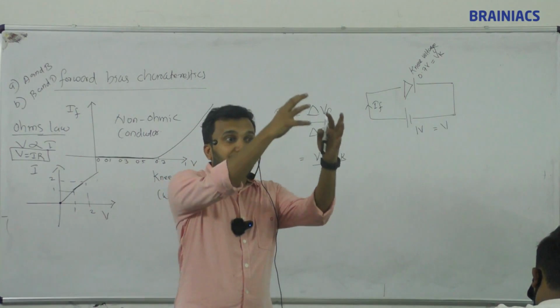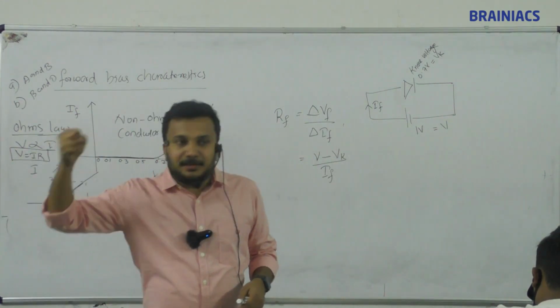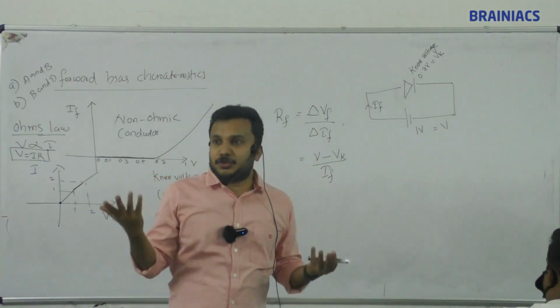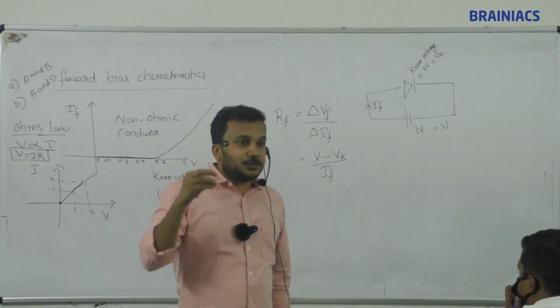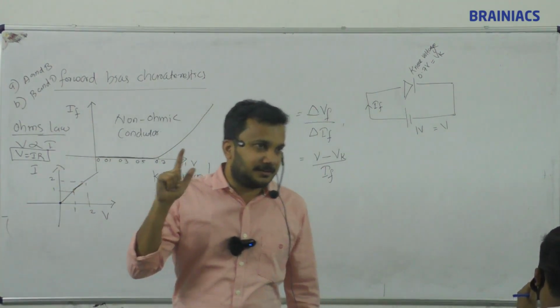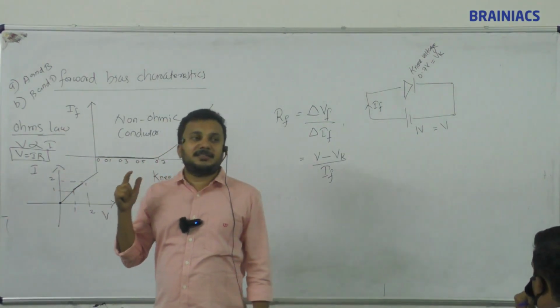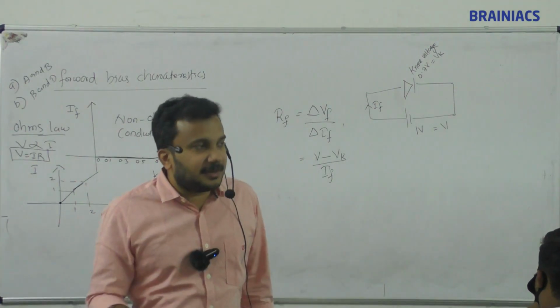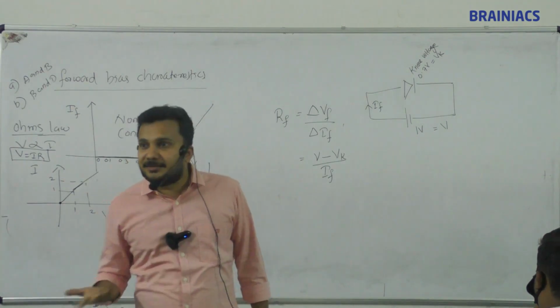Holes are diffusing from P to N. Electrons are diffusing from N to P. Why? Because of the highest concentration on both sides. So here there are two types of current. In current electricity you are learning drift current. Correct? Drift current is the current due to the battery, due to external voltage. Diffusion current is due to the concentration difference.